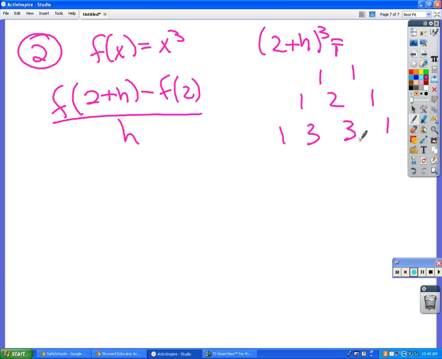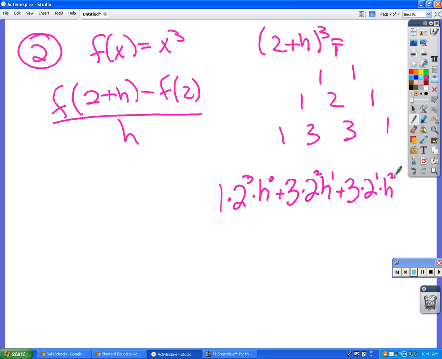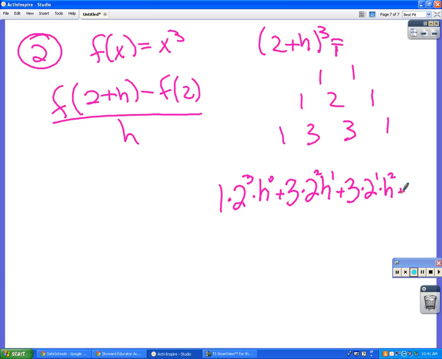So 1331 means that it's 1 times 2 to the third times h to the 0, plus 3 times 2 to the second times h to the first. You have to use plus parentheses. 3 times 2 to the first times h to the second, and I'll explain this in a second if you're totally lost, plus 1 times 2 to the 0 times h to the third, okay?